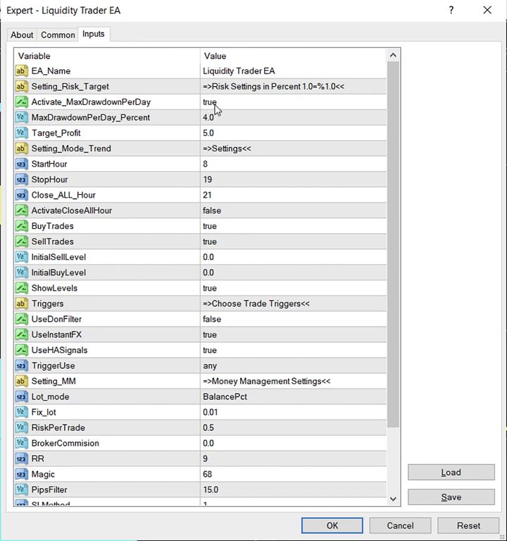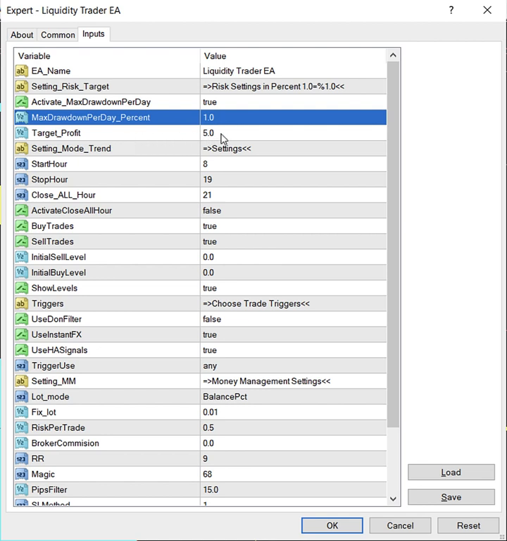So the first feature is that you can activate a maximum drawdown per day. This will work on all pairs. If you apply it on one chart, it will check the maximum drawdowns that have been made for that day on all the trades, on all other pairs. So let's say you want a maximum drawdown of 1% on all the account for one day, then you can just set this to 1, and if this is reached, it will close all the trades.